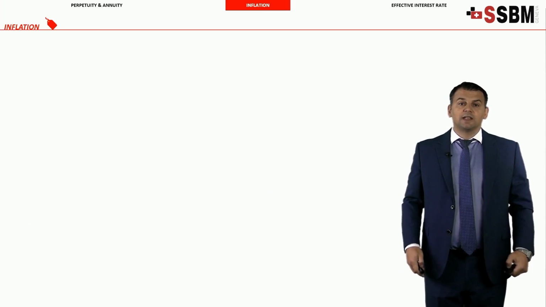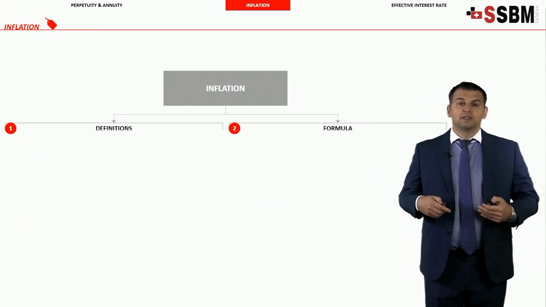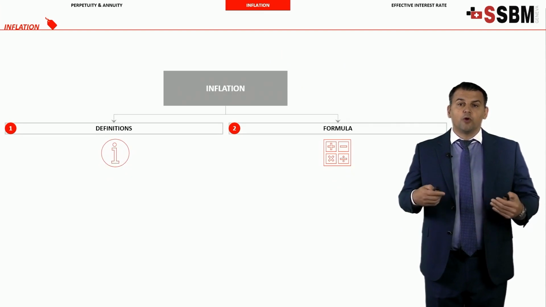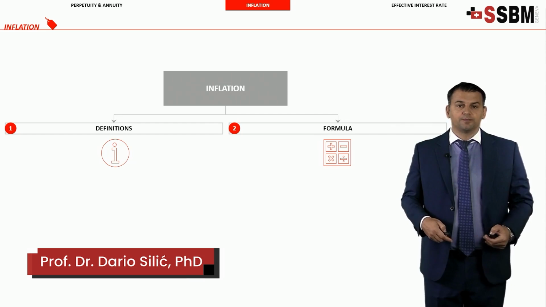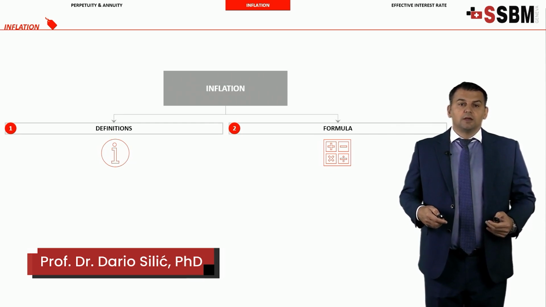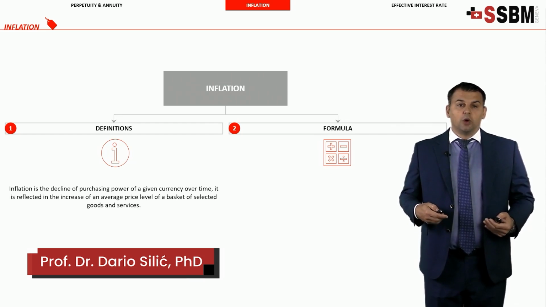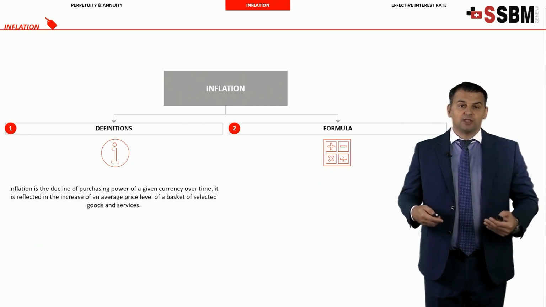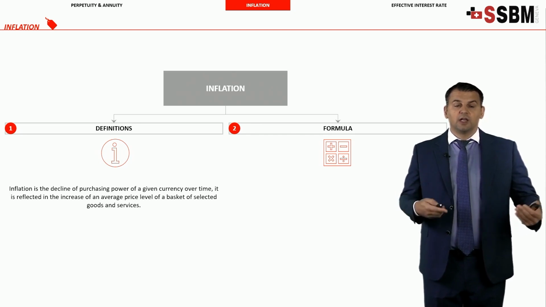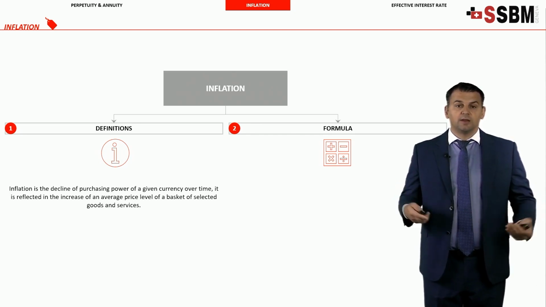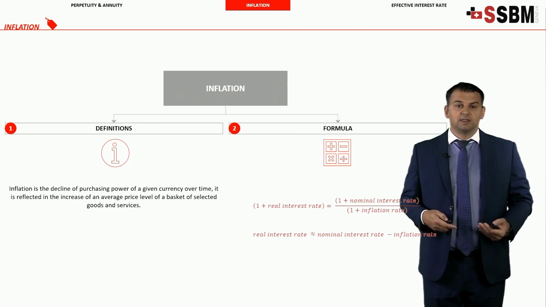So let's have firstly a look into definitions, and then we shall switch to the formula explaining the difference between nominal and real rates. So inflation is what? It is the decline of purchasing power of a given currency over time. It is reflected in the increase of an average price level of different goods, services, a basket of selected different goods and services.